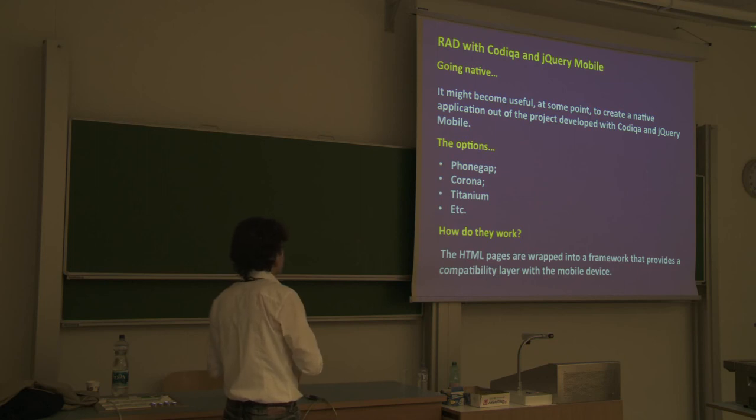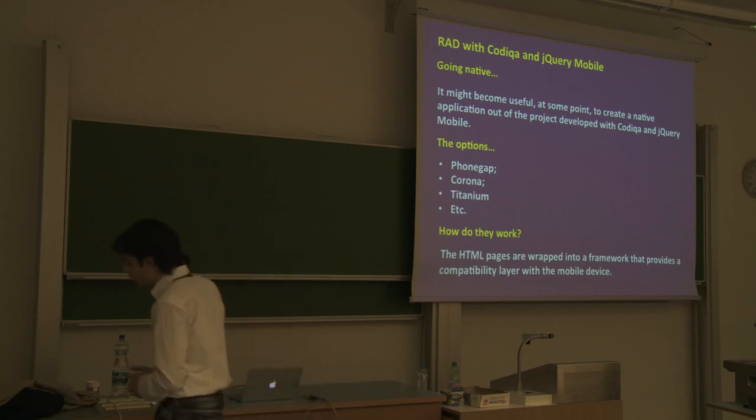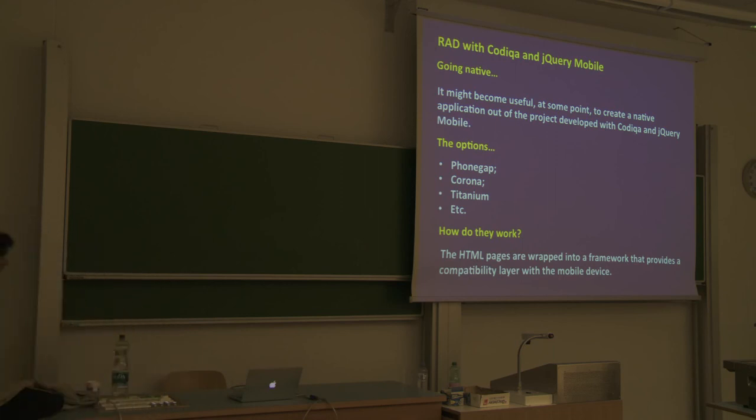The options that we have are, at the time, many. I would like to mention these ones. PhoneGap, first and foremost. Recently, this has been acquired by Adobe. Corona, Titanium, and others. How do these things work? Well, we have developed an application in HTML and CSS. These pages will be wrapped into a framework which will provide a compatibility layer with the mobile device. So we will not change our code, the code will be exactly still the same, but this framework will wrap up this application so that it can go native on the mobile devices.